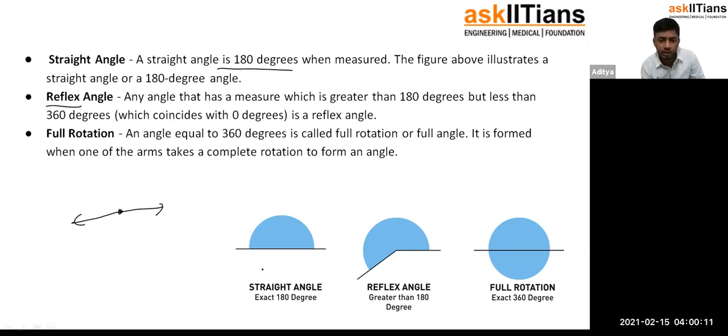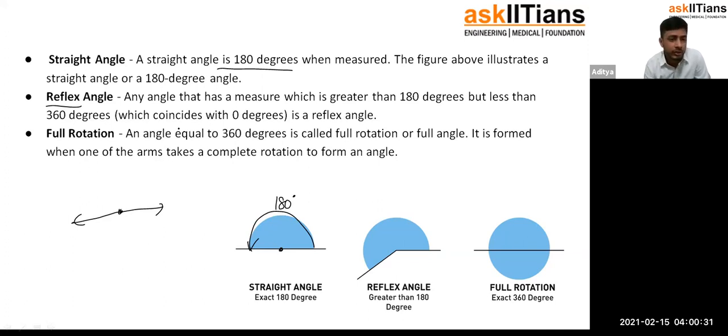That's why it is called a straight angle, exactly 180 degrees. This can also be described as half of a complete revolution, right? So if this is the point, then this is a 180-degree angle, which is also called a straight angle because it lies on a straight line. That's why it is called a straight angle, right?